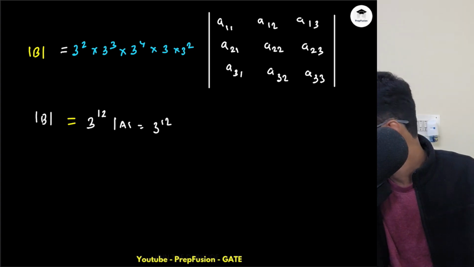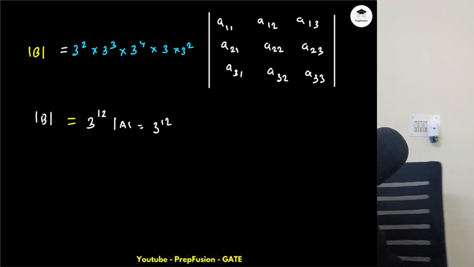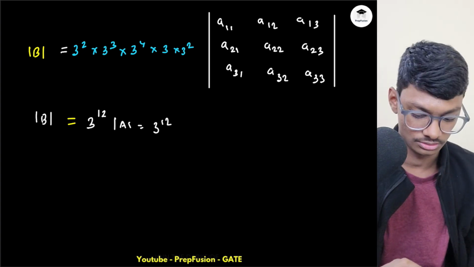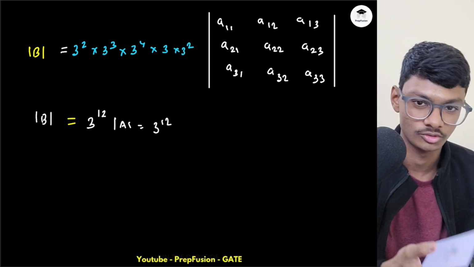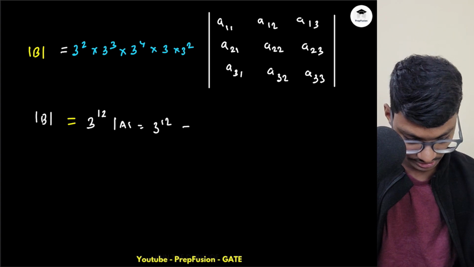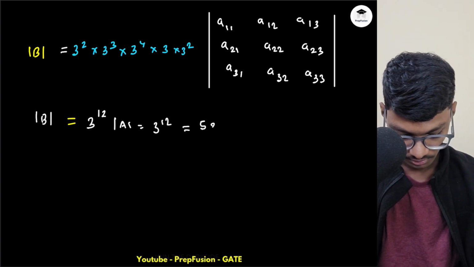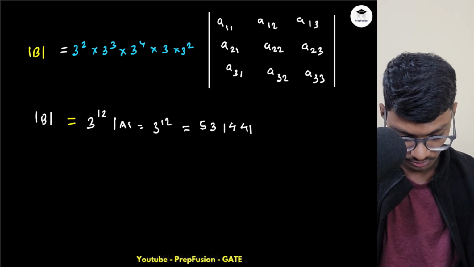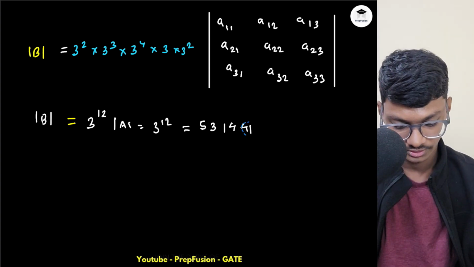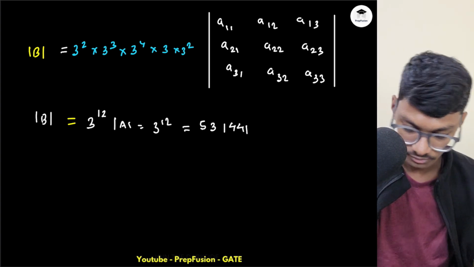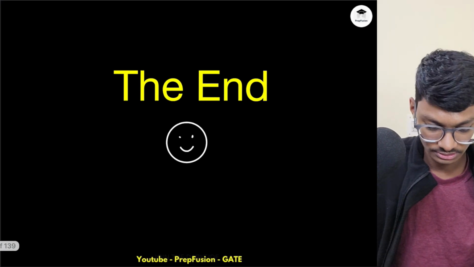Let me just calculate what is 3 raised to power 12. Most probably in the options they will give you only 3 raised to power 12, 3 raised to power 11, something like this. This will be written in the options, or else it is numerically there. Numerically the answer will be 531441. So yeah, this is the answer for this question, and this is the end of this question.